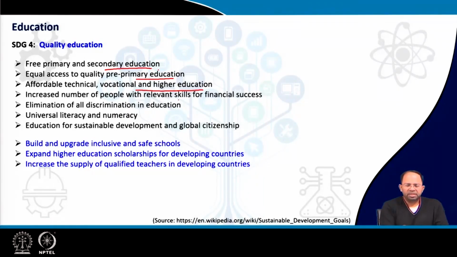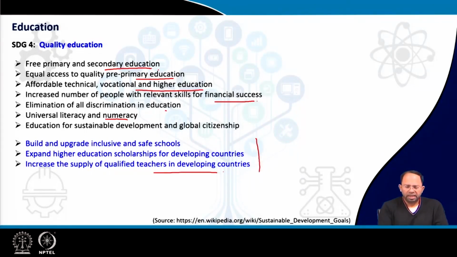Increased number of people with relevant skills for financial success. Elimination of all discrimination. Universal literacy and numeracy. It's not just that people who have been left out should be made literate, they should also be given basic knowledge of numeracy. Education for sustainable development and overall global citizenship. These are some of the basic targets, and some of the process targets are to build and upgrade inclusive and safe schools, expand higher education scholarships for developing countries, and ensure the supply of qualified teachers in developing countries.